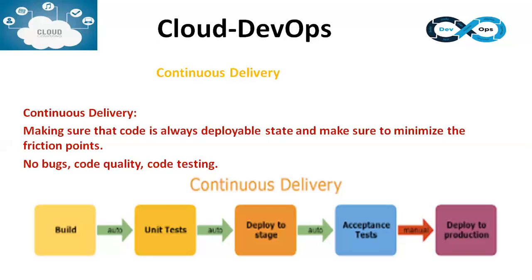In the exact terminology, continuous delivery means making the product ready in the pre-production environments so that it can be deployed at any time in production with some approvals. That is called continuous delivery.